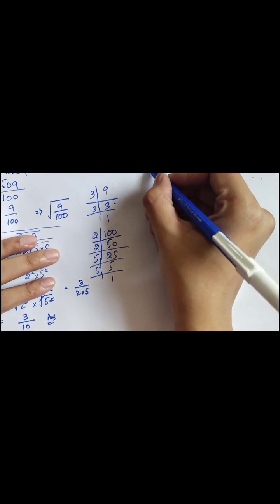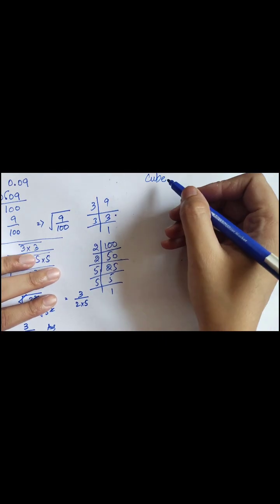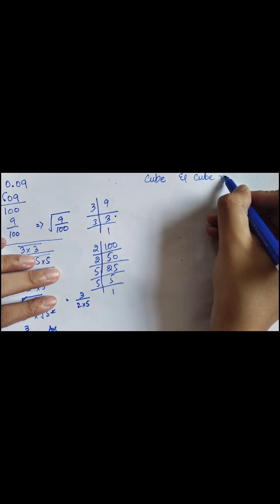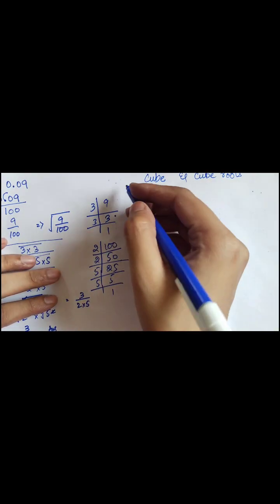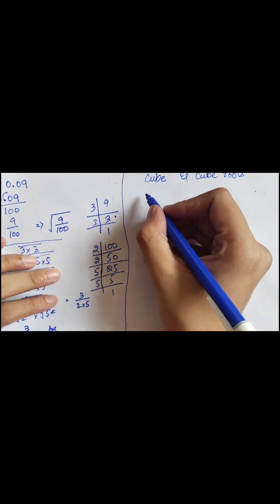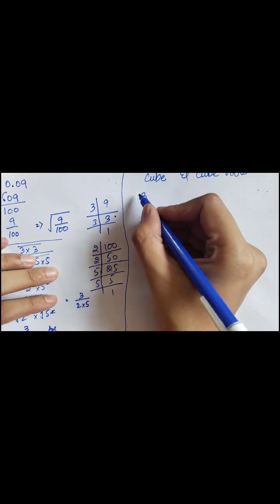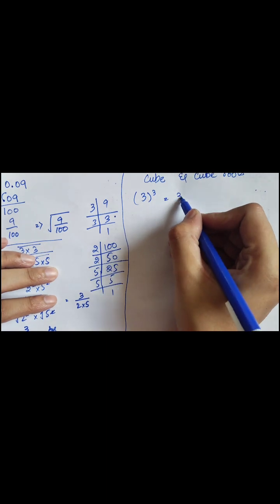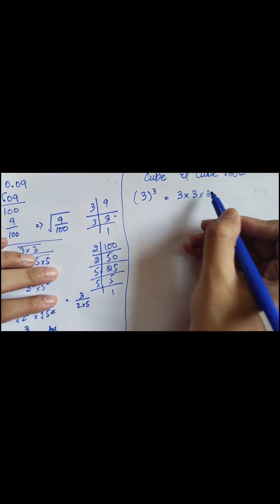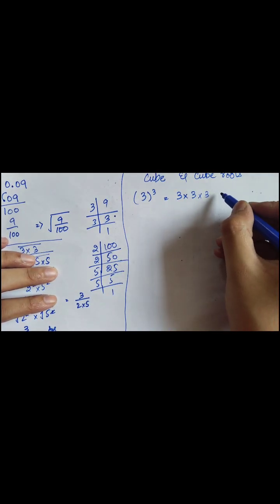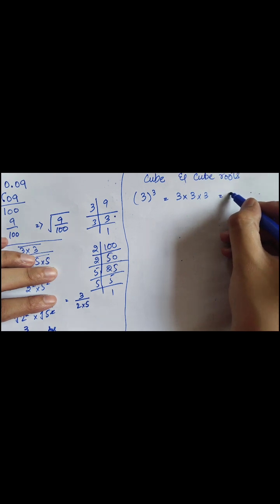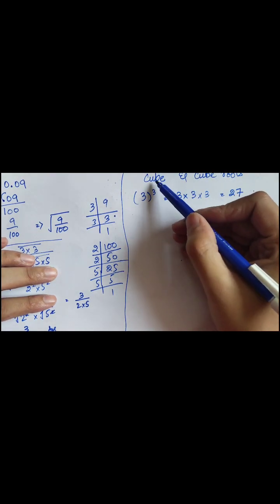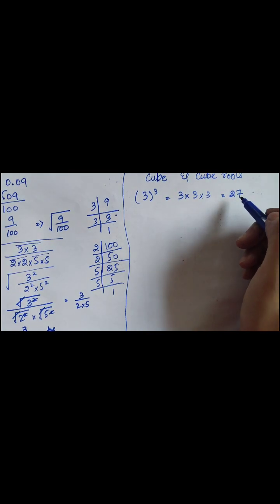Our next topic is cube and cube roots. Similar to square, cube means power is 3. For example, I'm taking the cube of 3. It becomes 3 into 3 into 3. You have to multiply 3 times. It becomes 3 3s are 9 and 9 3s are 27. It means the cube of 3 is 27.